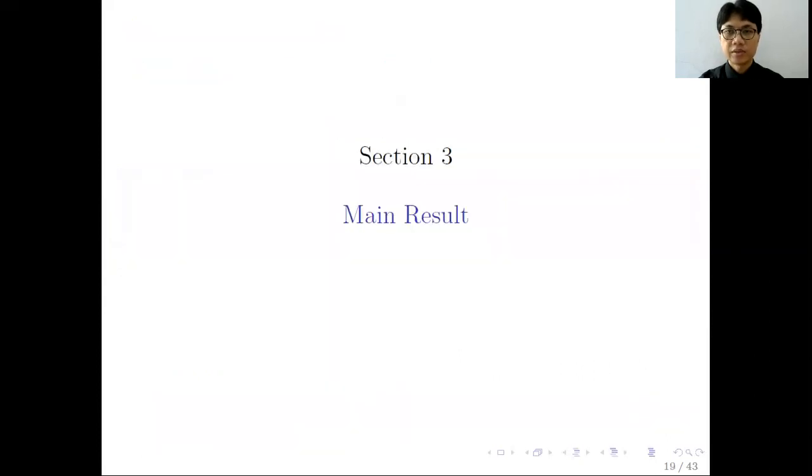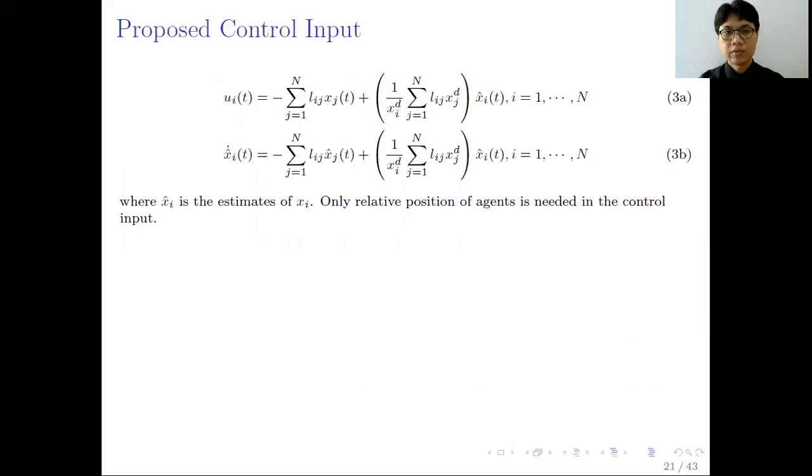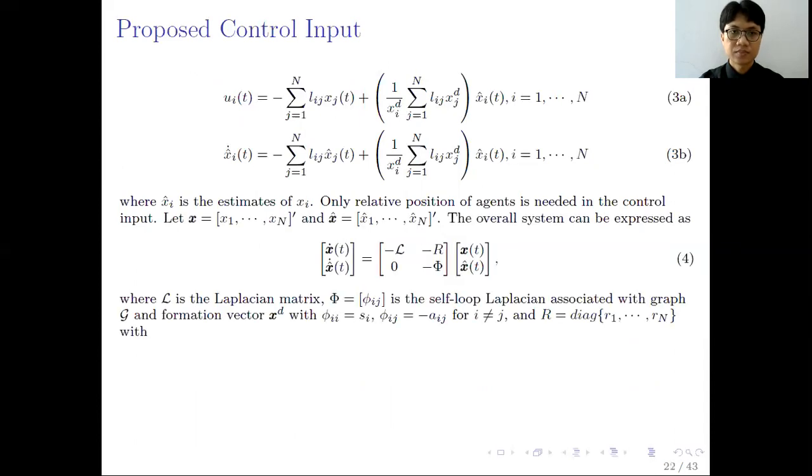Now we come to the main result of this work. The proposed control input are given by equation 3. 3a is the control input and 3b is the estimator. xi hat is the estimate of xi, and we see that from equation 3a, only the relative position of agents is needed in the control input.